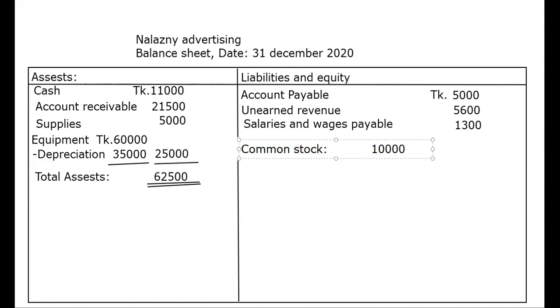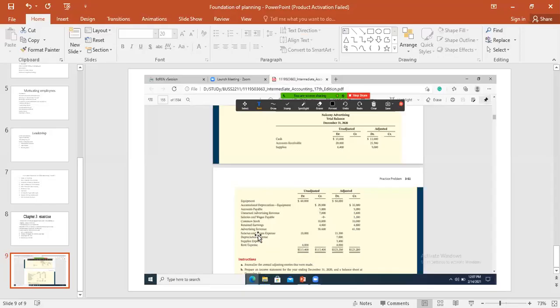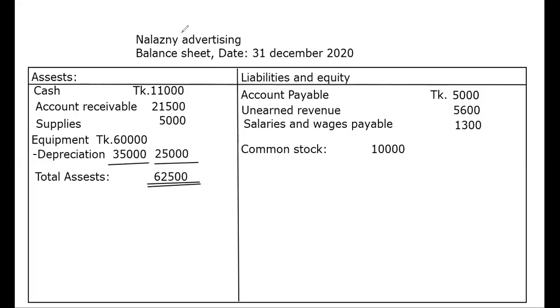Then retained earnings is showing in our slide. Retained earnings is showing 4,800. And we need to add our income here, retained earnings. Then we should include retained earnings.